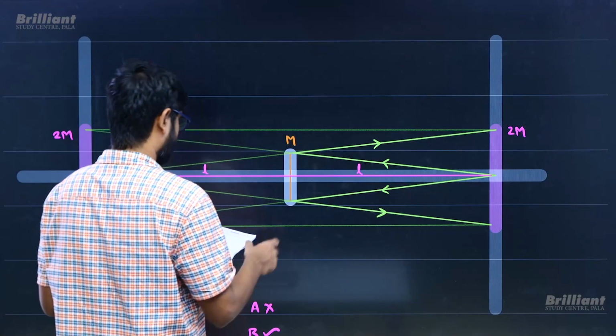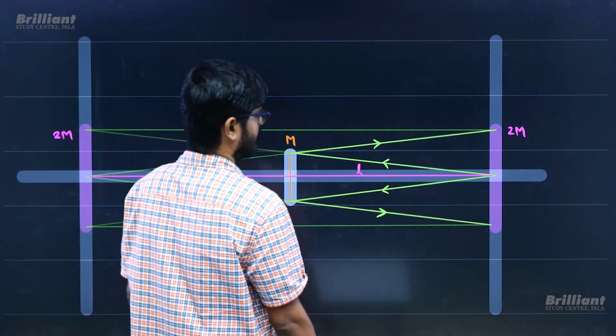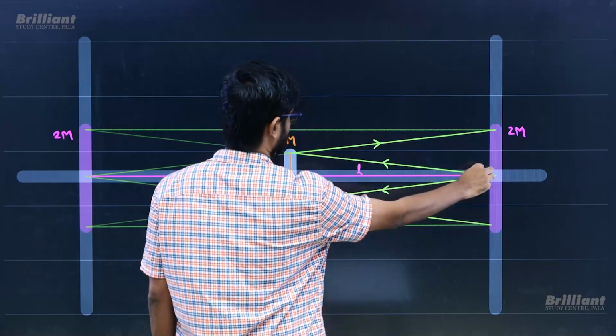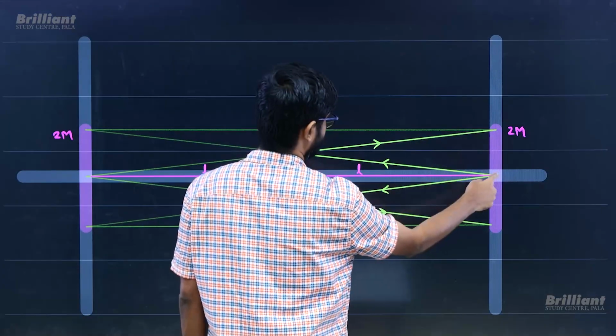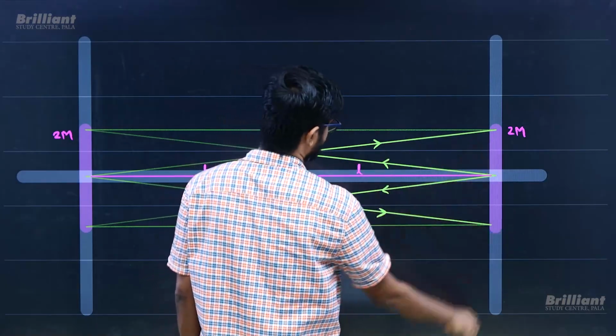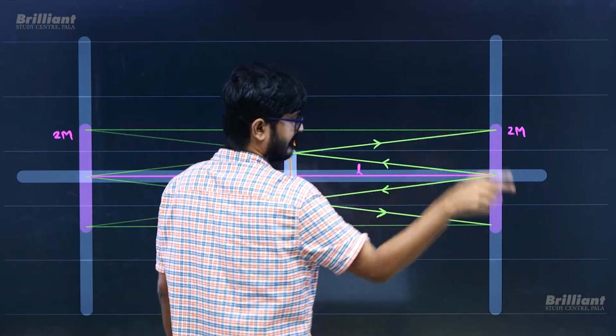Okay, and the mirror is moving towards the wall. Then what will happen to the image? This is the question. I have taken only 2 rays. This ray which is going like this will be reflected like this. This ray which is going like this will be reflected like this. All the rays in between will be reflected and make a patch. So you will be getting a patch of image.